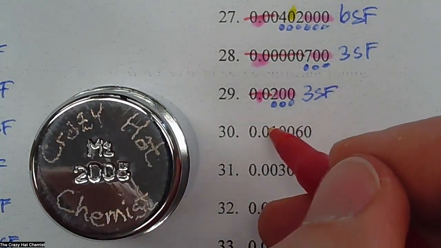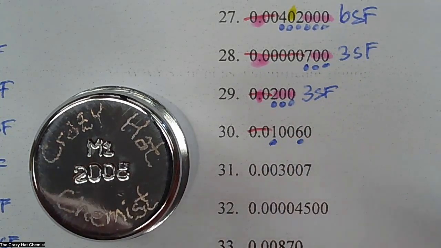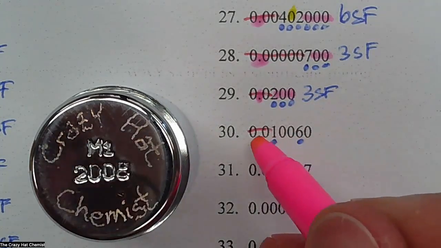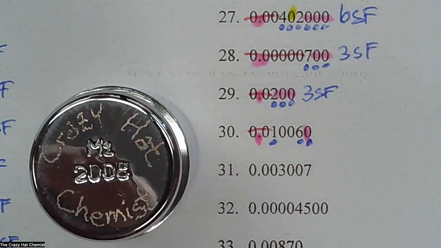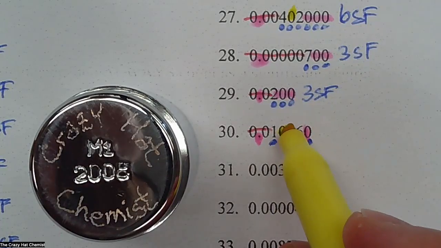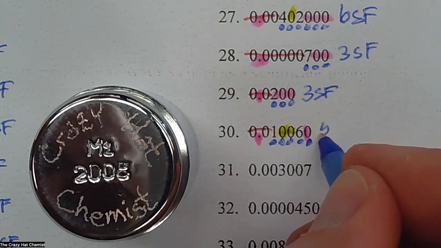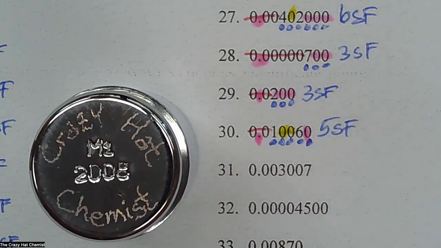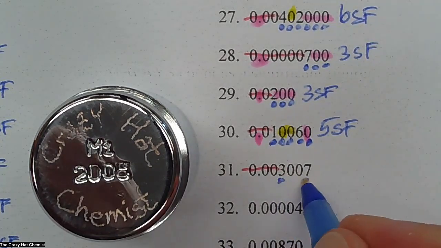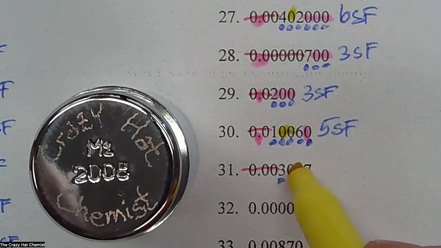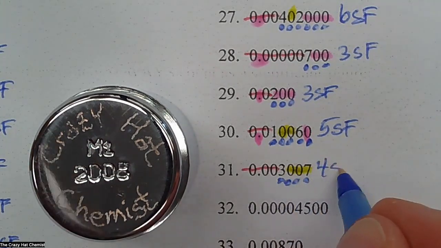We're on a roll, folks. Leading zeros never count. Non-zero integers always count. Trailing zeros with the decimal count. Then we have 2 captive zeros, and captive zeros always count. So this has 5 significant figures. Leading zeros never count. Non-zero integers always count. Captive zeros, they count. This number has 4 significant figures.